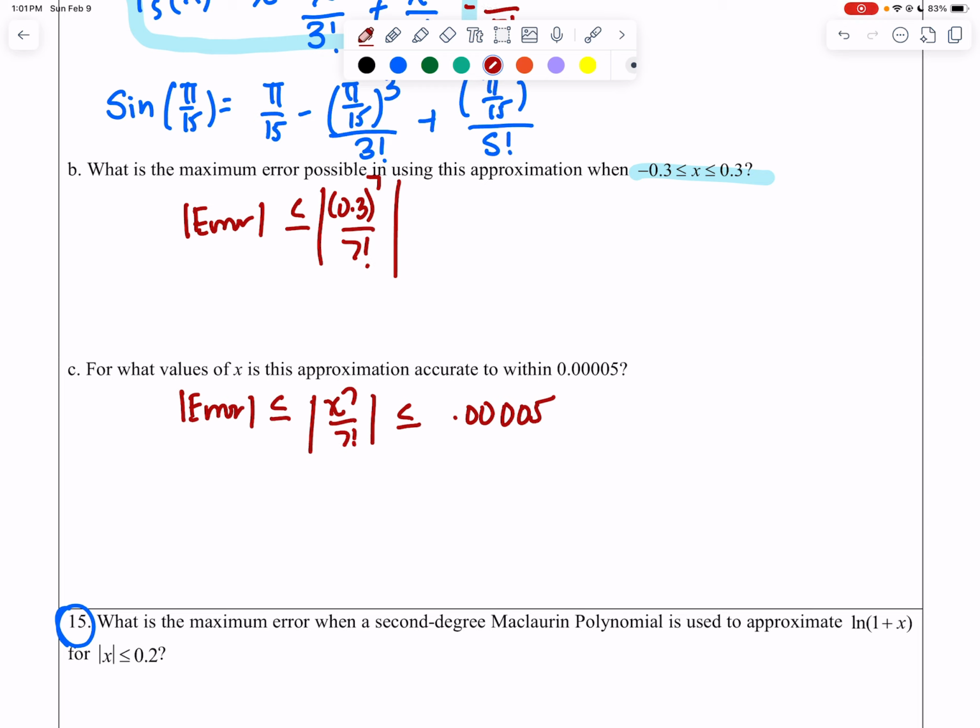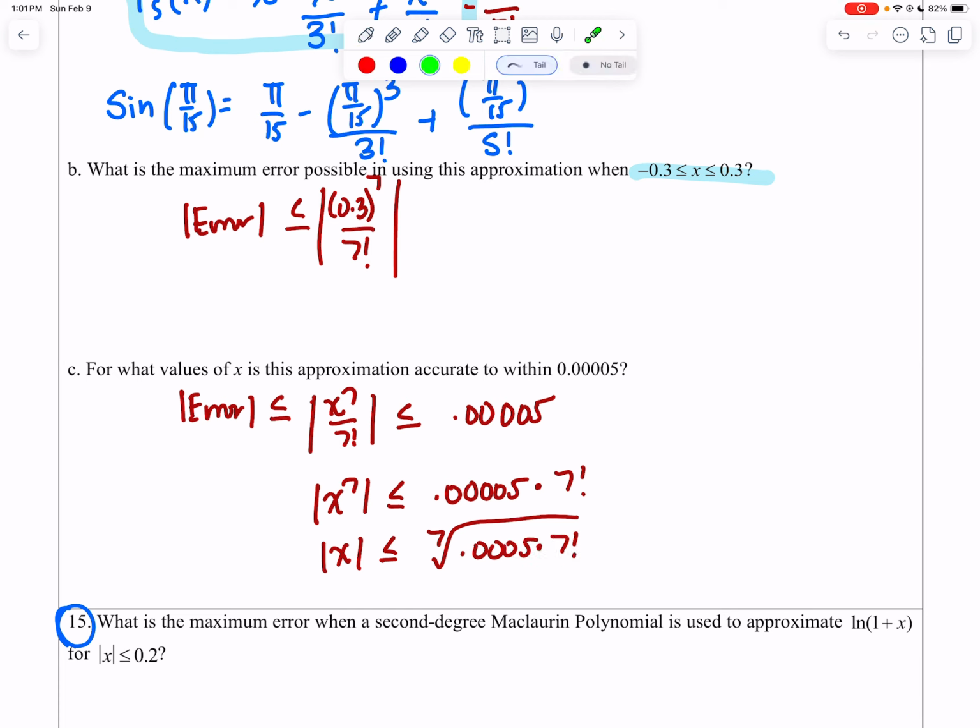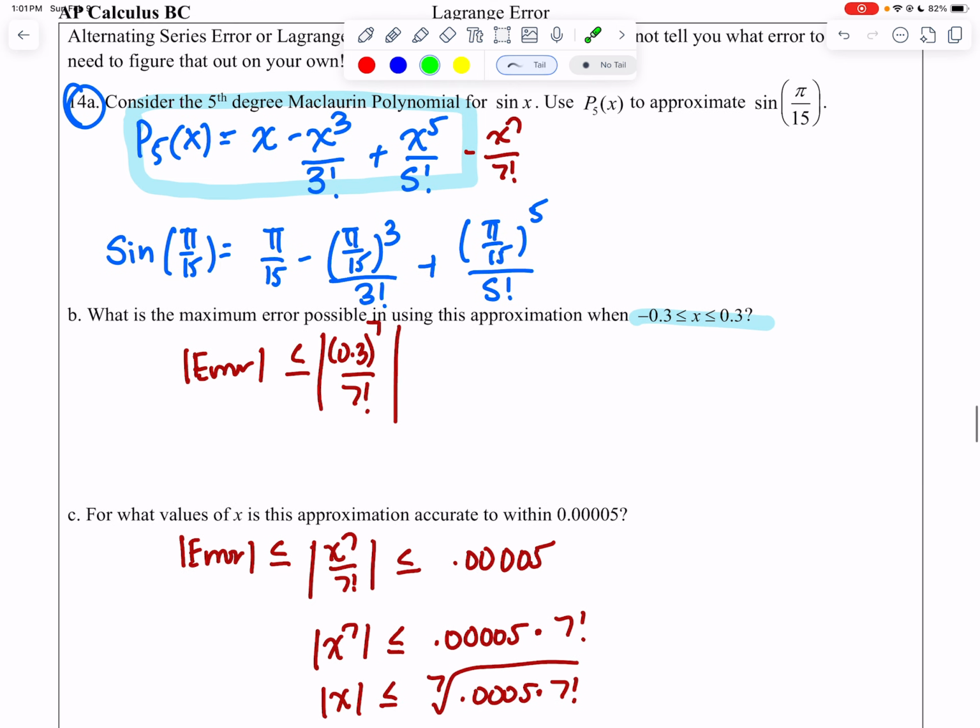So we have x to the 7 is less than or equal to 0.00005 times 7 factorial. And then if I take the 7th root of this, I get this lovely thing right here. And essentially this is saying that for whatever x value, our approximation, the fifth degree Maclaurin polynomial, is going to be within 0.00005.